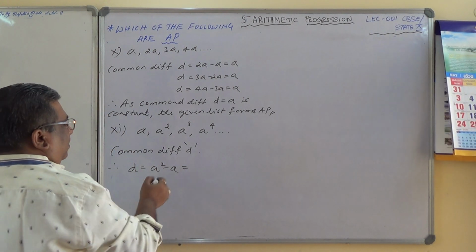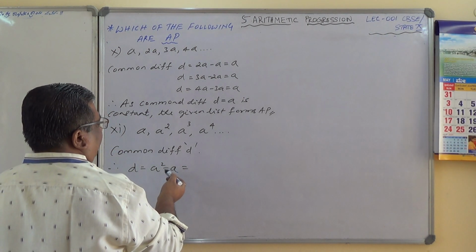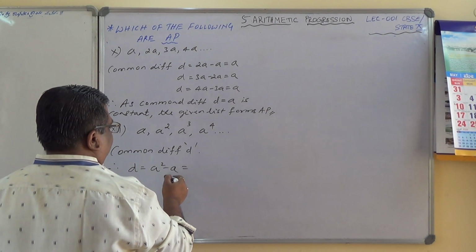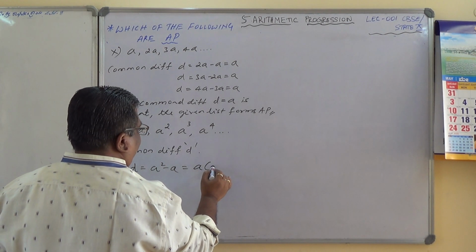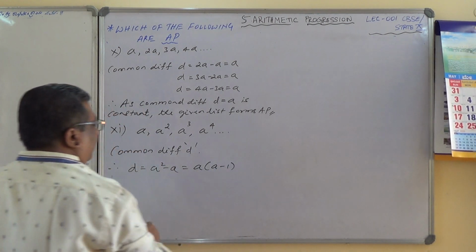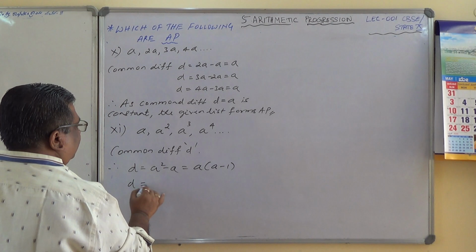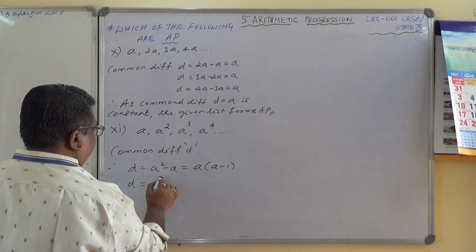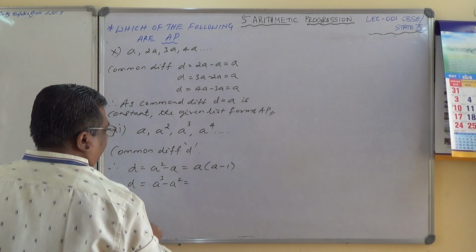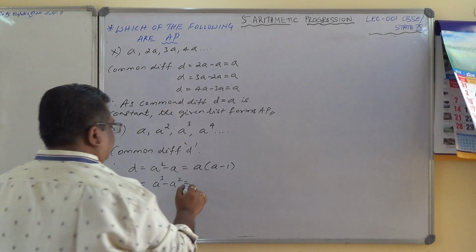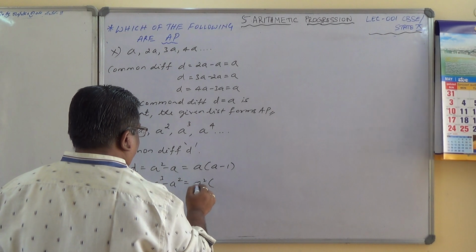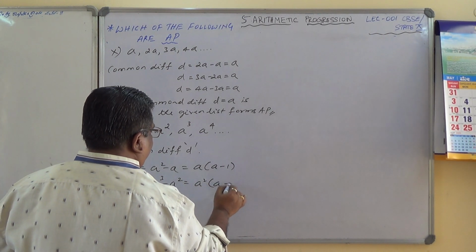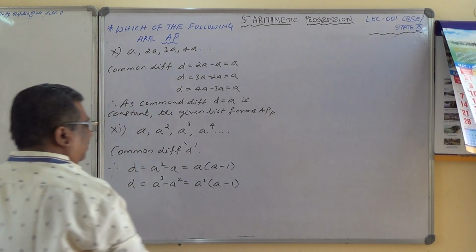How do you find out this one? A square minus A is what? A, I'll take common. Let me check. If I take common, A minus 1. So let me take next D equals A cube minus A square, which equals A square. I'll take A square. If I take common, it is A minus 1.